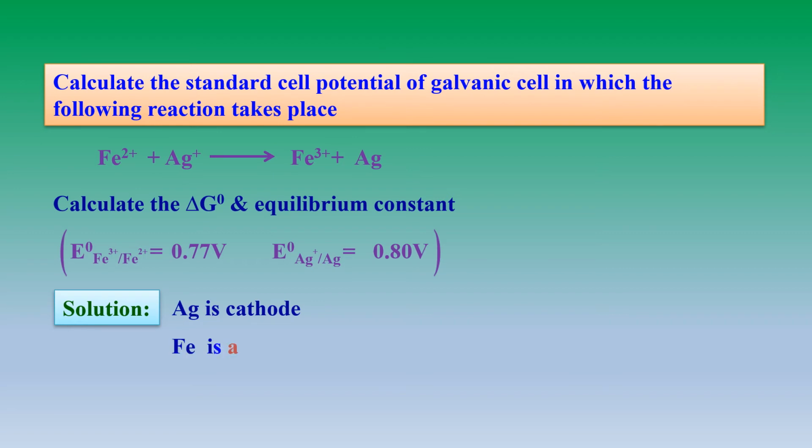Ag is the cathode here and Fe is the anode. What is the reason here? We know that the one which has the higher SRP value acts as the cathode. Look here, the SRP value of Ag is 0.80 volt and the SRP value of Fe is 0.77 volt. So that's why Ag is the cathode and Fe is the anode. The reason is E° of Ag⁺/Ag is greater than E° of Fe³⁺/Fe²⁺. The one which has the higher SRP value acts as the cathode. The one which has the lesser SRP value acts as the anode.